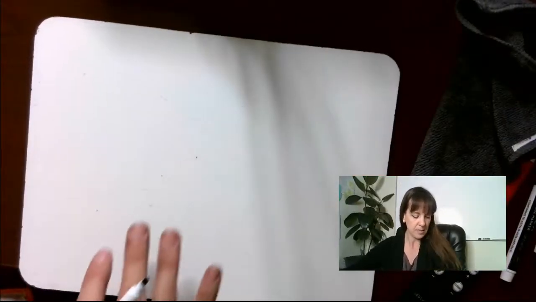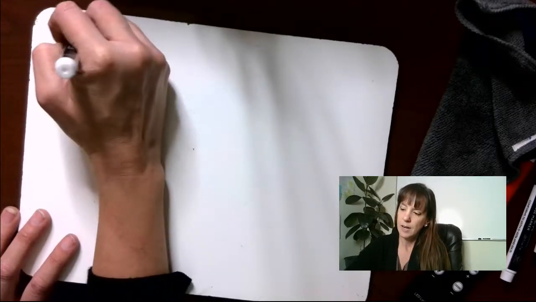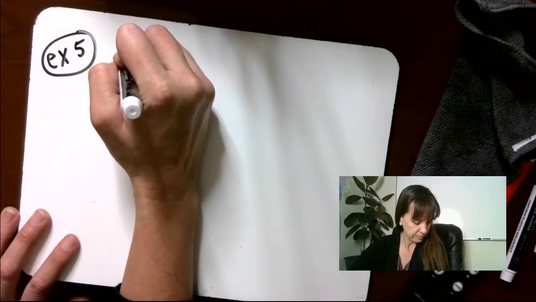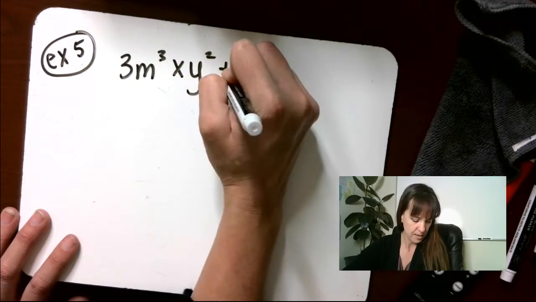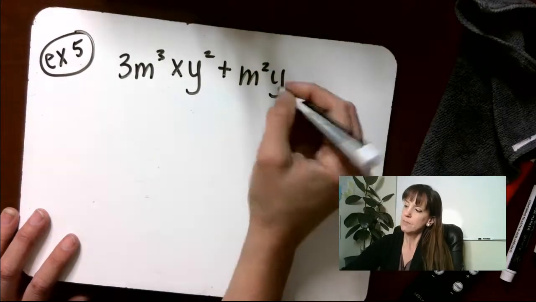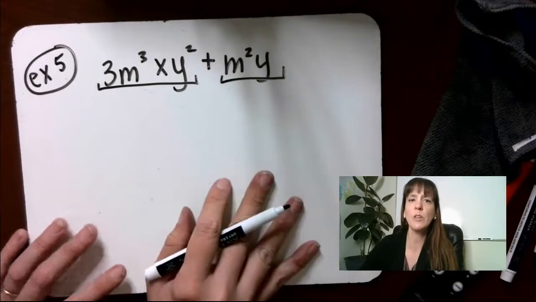Let's talk about example 4. Yes, this is the one I wanted to do. We're actually going to jump down to example 5. We've got 3m^3xy^2 plus m^2y. Again, we have 2 chunks here. Bam, bam. What do they have in common?